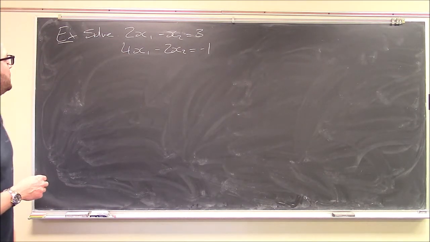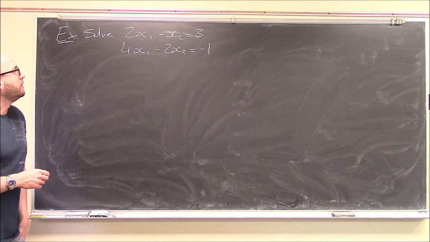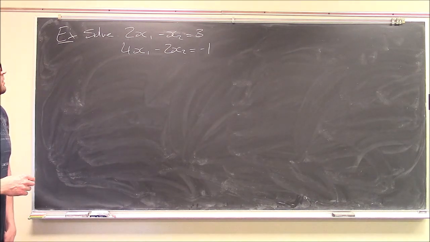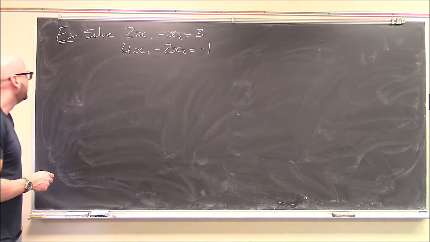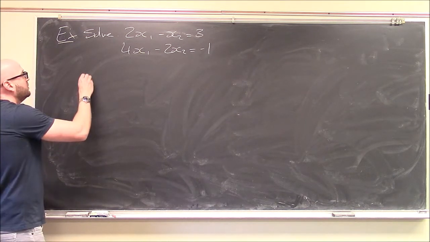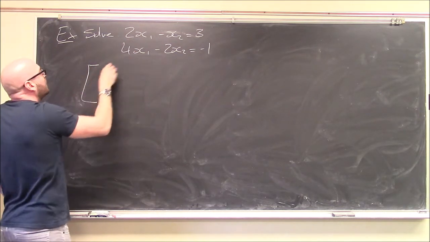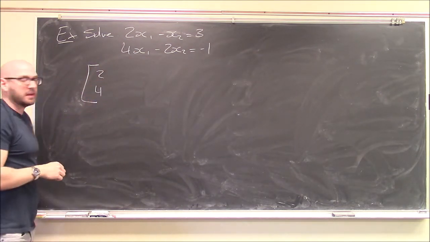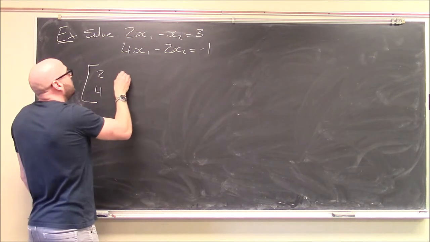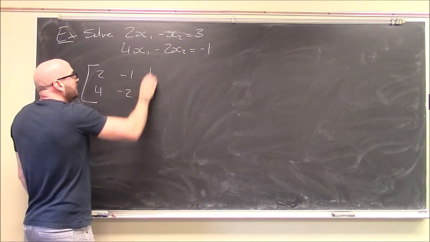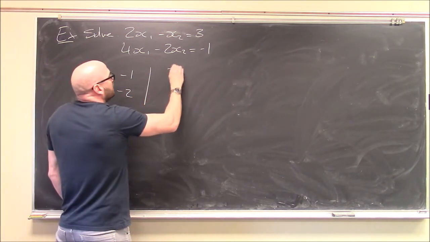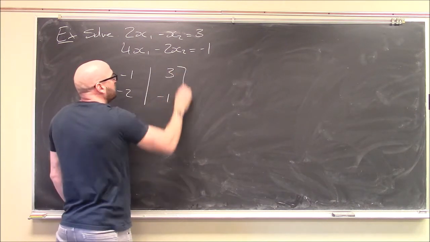Okay, so here's our next example. We're asked to solve the following system. 2x1 minus x2 equals 3, and 4x1 minus 2x2 equals minus 1. So once again, we'll write down the augmented matrix. This will be the first thing we do. First column will be 2 and 4, coefficients of x1, coefficients of x2, minus 1, minus 2, equal sign, and then 3 and minus 1.